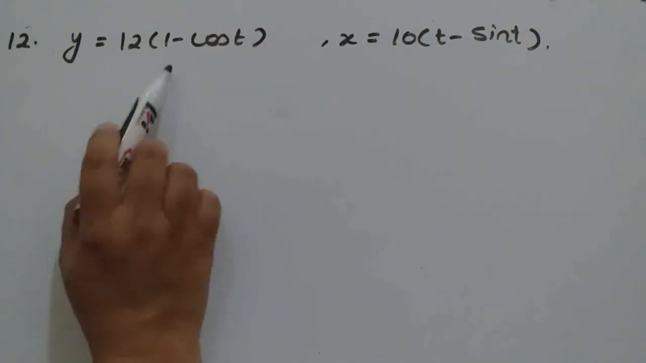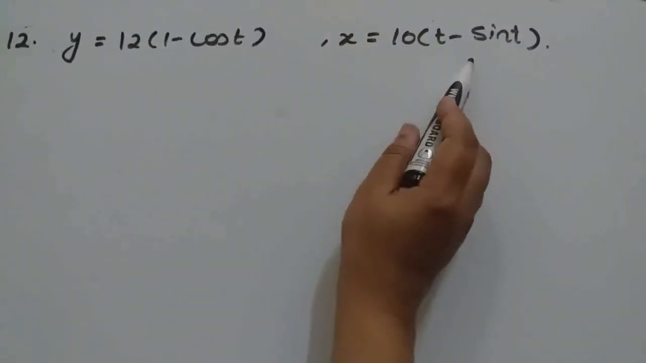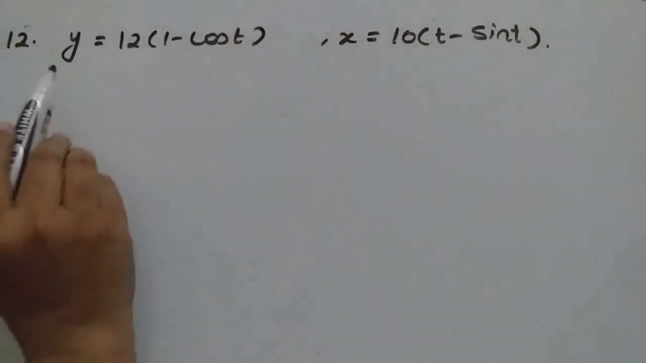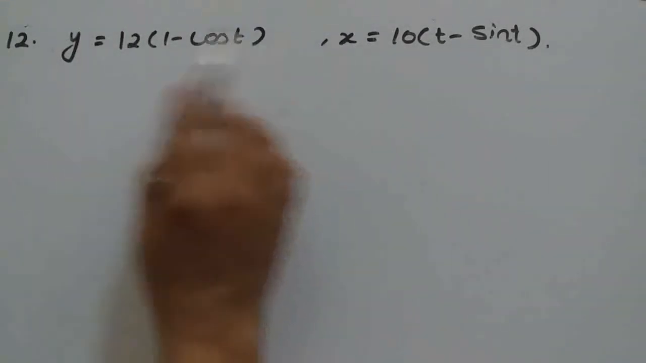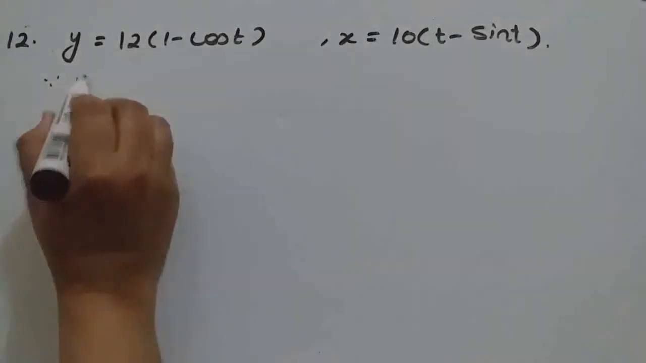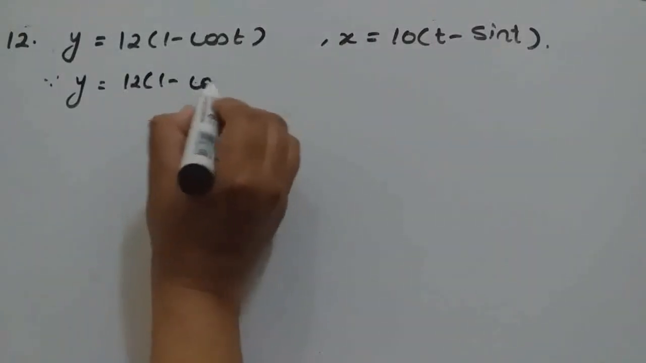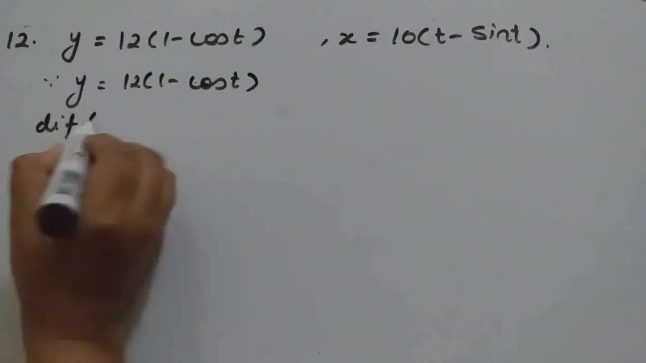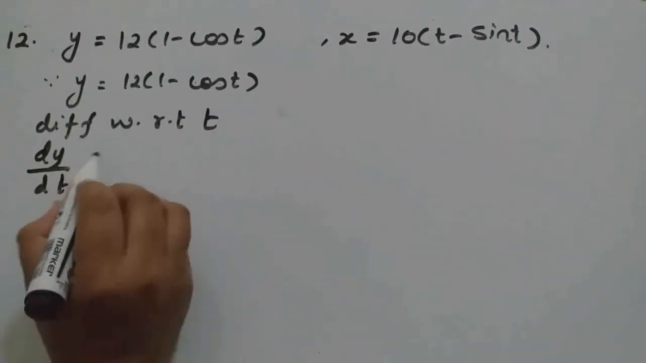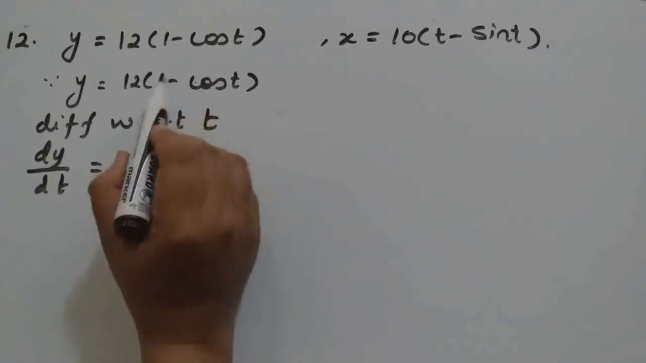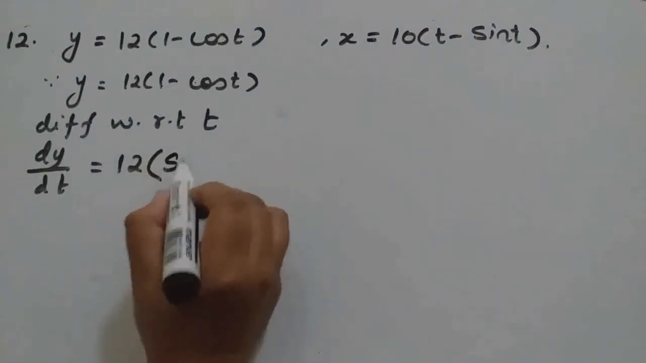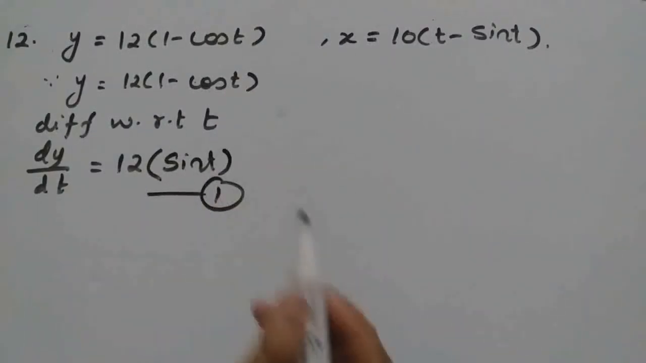Here question number 12, y is a function of t, x is a function of t, and we should find dy by dx. So this is parametric type. So first we will find dy by dt, dx by dt, then we will divide them. So since y is equal to 12 times 1 minus cos t, differentiate with respect to t. So dy by dt will be, 12 is a coefficient, derivative of 1 is 0, derivative of cos t is minus sin t, minus is already there, so sin t only. This is equation 1 suppose.